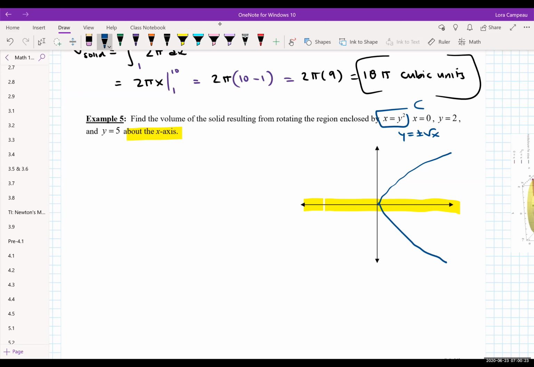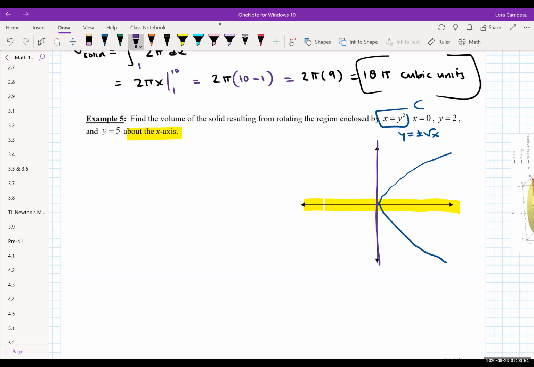They want us to look at x equals 0, y equals 2, and y equals 5. So we're not just looking at the region between the curve and the x-axis this time. X equals 0 is the y-axis. So I'll see if I can draw those in purple. So x equals 0 is here. I said purple, and I drew in blue. So x equals 0 is right here.